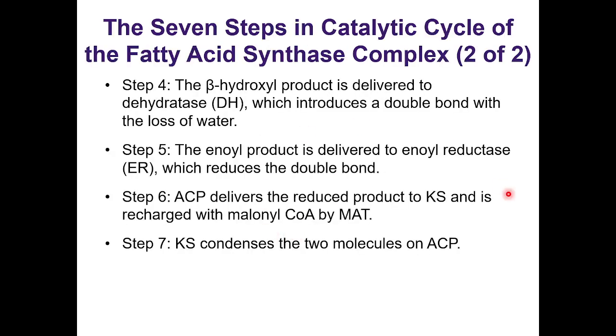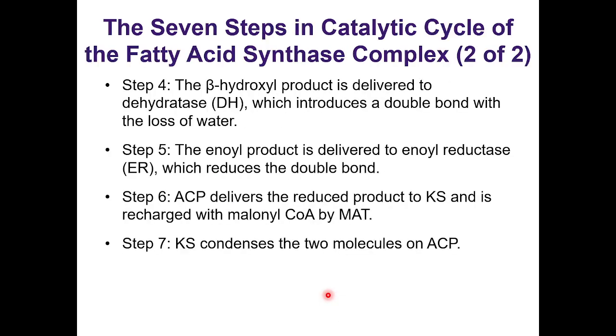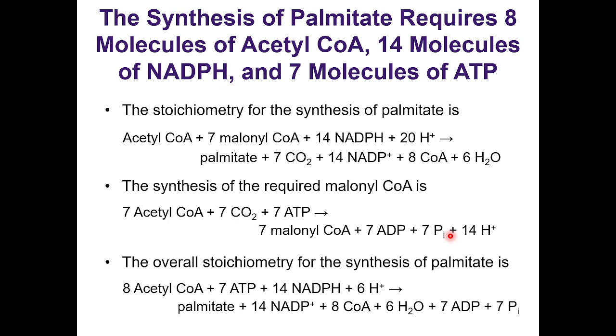All right, and then step 6 is your ACP delivers the reduced product to the KS. This will then be recharged with a malonyl-CoA, and this will be done by that MAT, and that's over here. All right, and KS is then going to condense your 2 molecules on your ACP. This is the stoichiometry for the synthesis of palmitate. Right there. And again, note we have the acetyl-CoA plus 7 of these, meaning a total of 8 times 2, which is your 16. Okay.